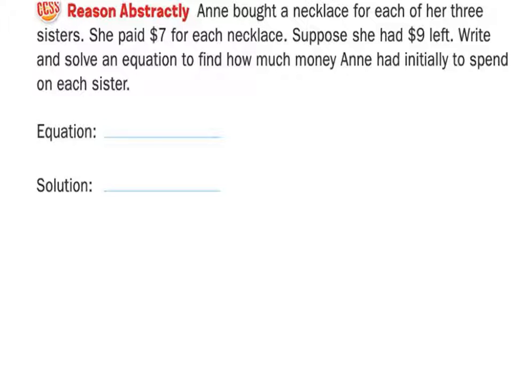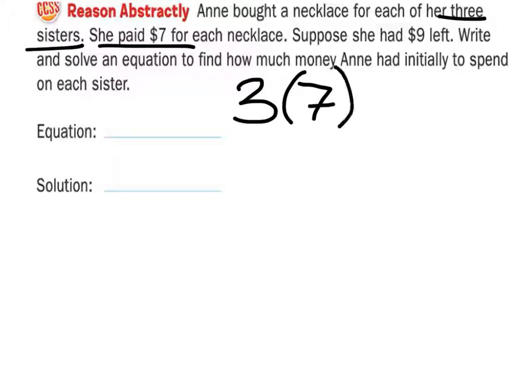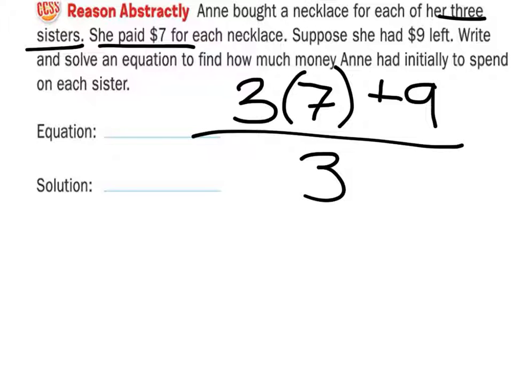We'll show you the one the book has, but the easier one, just notice, is writing and solving an equation to find out how much she spent on each sister. Well, she spent $7 for each necklace, and she's got 3 sisters. As it turns out, she had $9 left over, so we're going to add 9 to that. Since she's got 3 sisters, we'll have to divide all of this by 3 to find out how much she spent on one sister. And that equals X. Now it's an equation. Done.